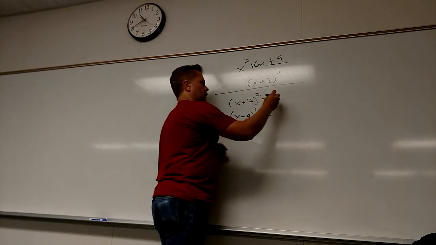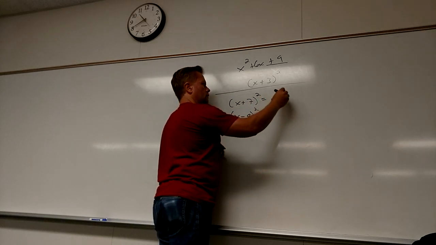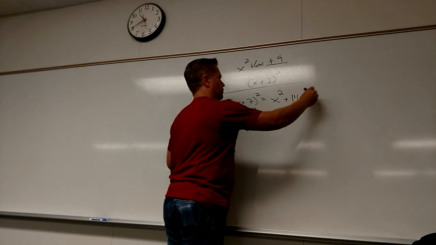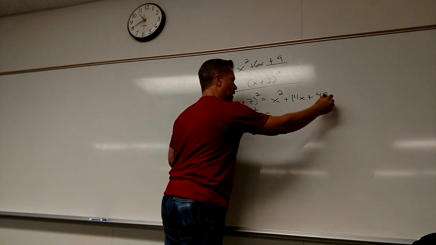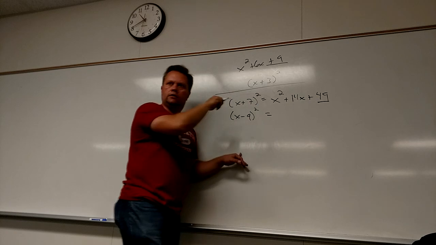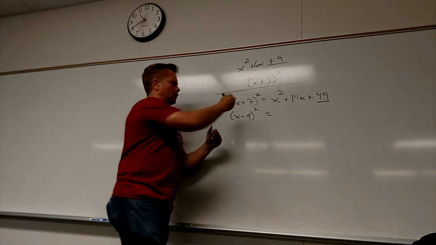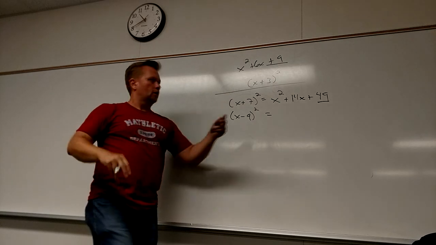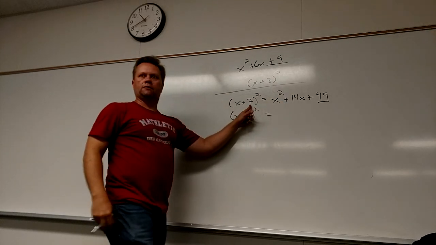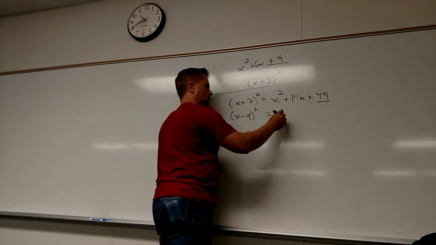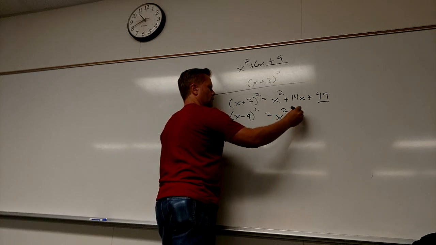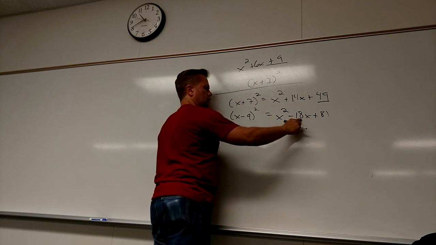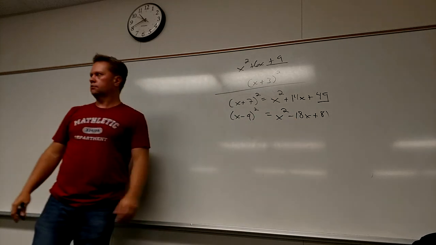So what do you get for this first guy? x squared plus 14x plus 49, because it'll be 7, 7. 49 is 7 squared, because that L in FOIL is the last. 7 times 7 is 49. And 14 is double 7. What do you get for this guy? x squared minus 18x plus 81. 81 is 9 squared, and 18 is 9 doubled.